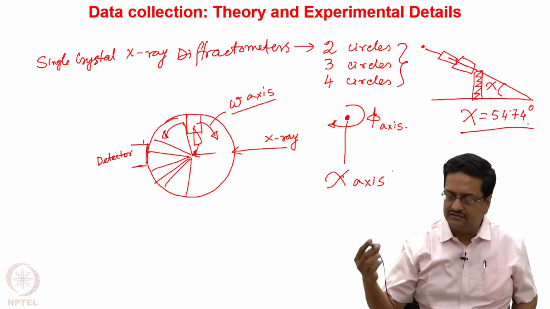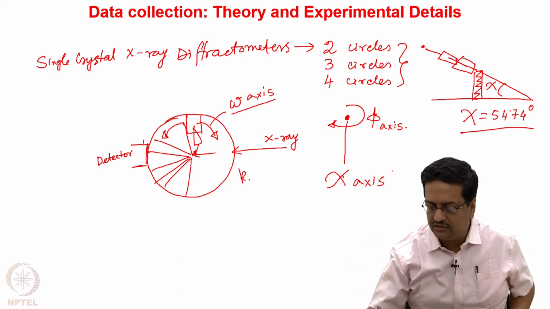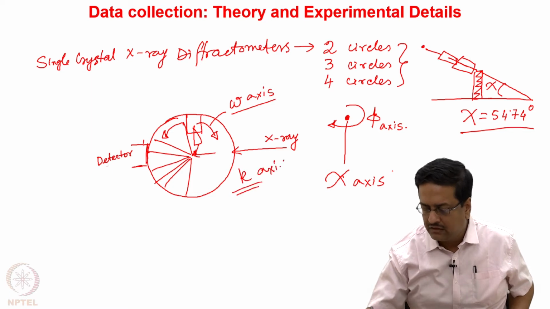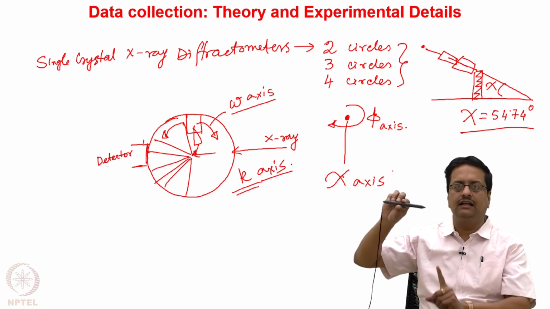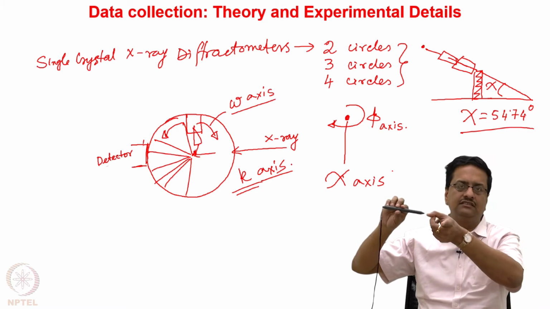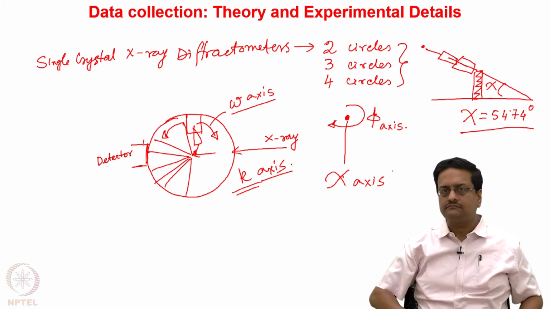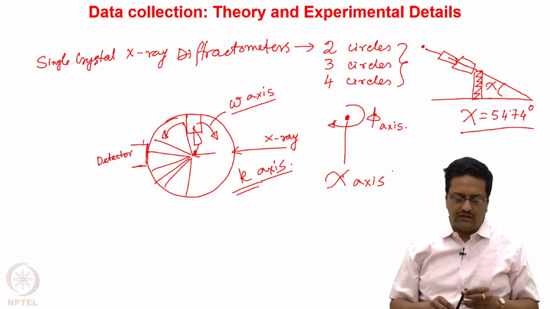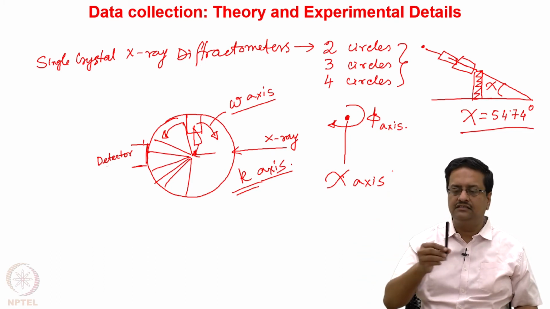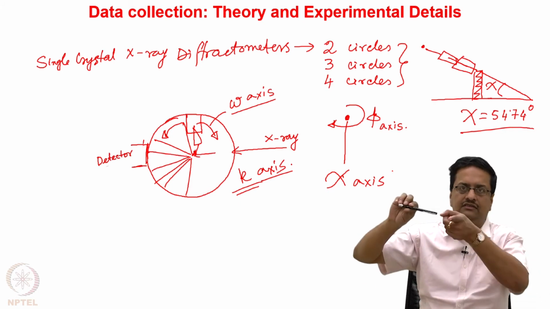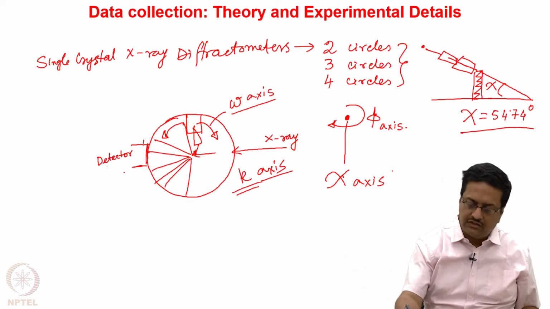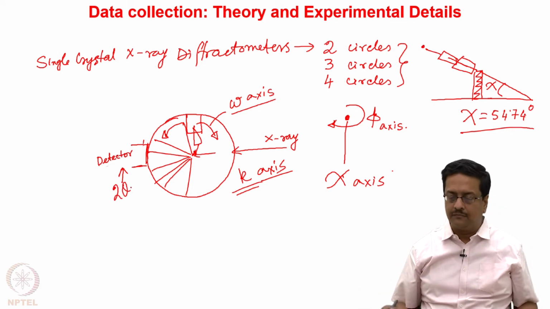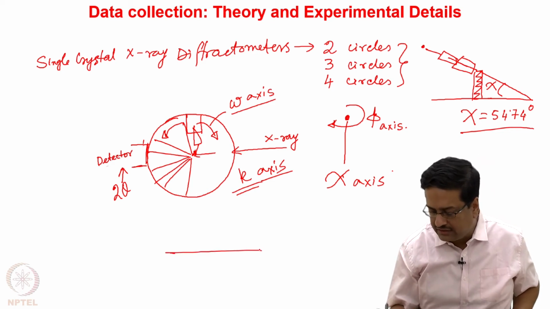So, the fourth axis that we can think of, the third axis that we know being the kappa axis, makes the crystal rotate, instead of this vertical axis, in a horizontal axis like that. The fourth one that we can change is the position of the detector, and we call it the 2 theta axis.